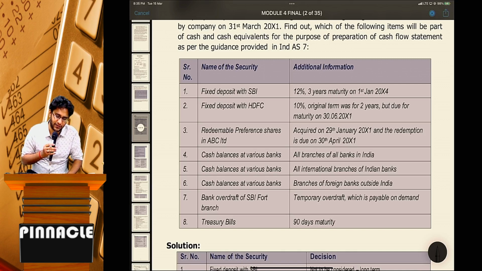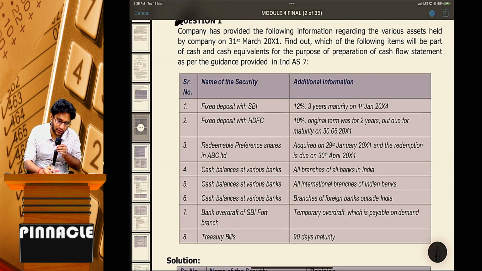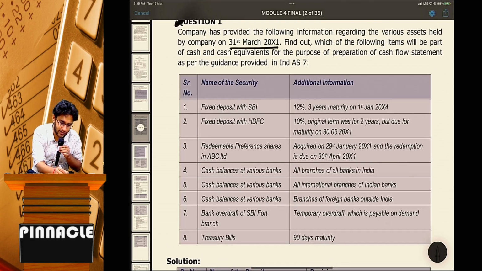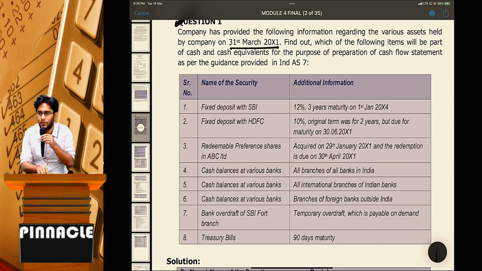Fixed deposit with HDFC, original term is 2 years, but due for maturity on 30th June. Okay, today you are standing on 31st March, sir. April, May, June. Within 3 months, money will come back to you. Is it cash equivalent? No. Why? For cash equivalent, it is not the remaining maturity, sir. Original maturity should not exceed 3 months. Here original maturity is 2 years. So it is not a cash equivalent.